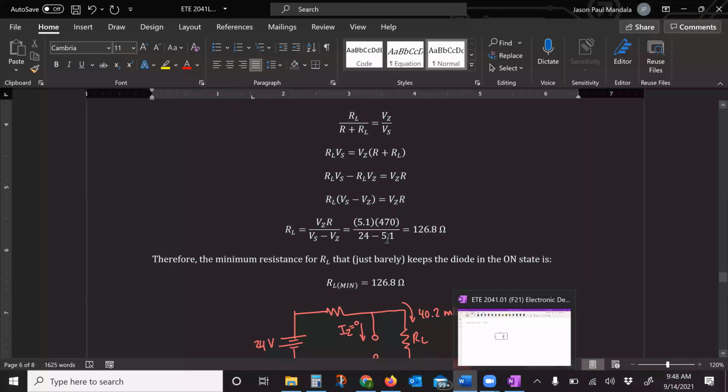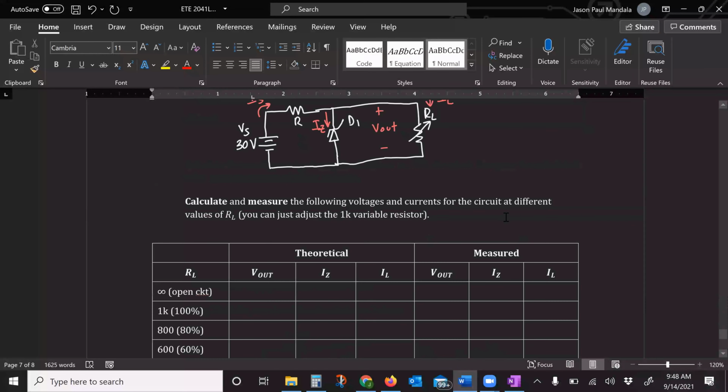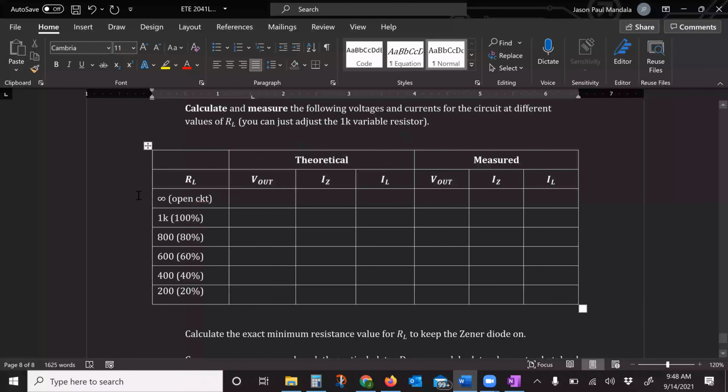So what this part of the lab is asking you to do is to try different values of RL and see at what point the diode turns on or off. So initially you start with an open circuit. So that would be like RL equals infinity, right?